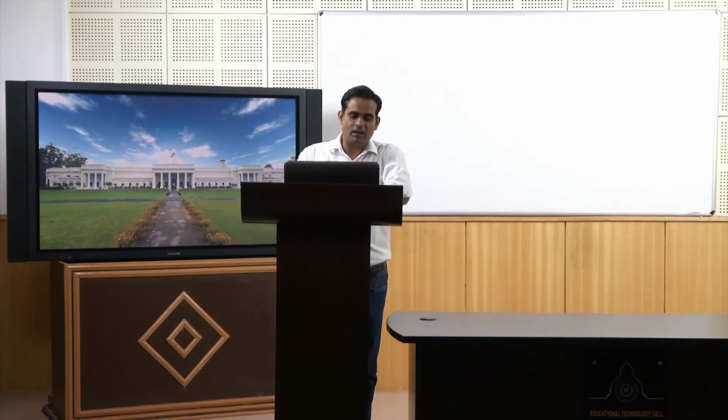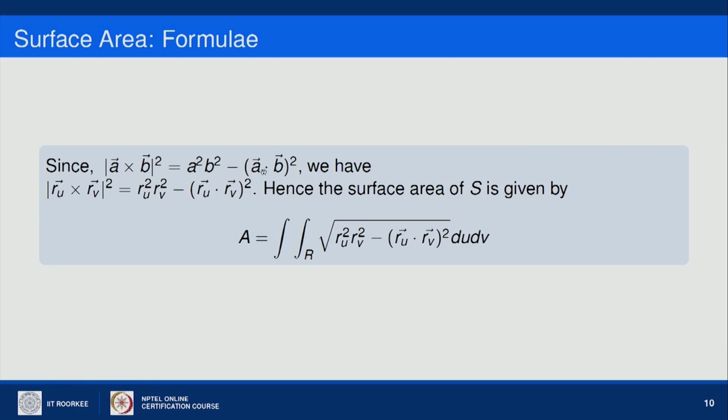Also we know that magnitude of A cross B whole square equals A square B square minus A dot B whole square, where A and B are the magnitudes of vector A and vector B.